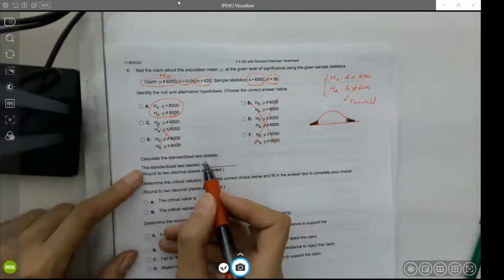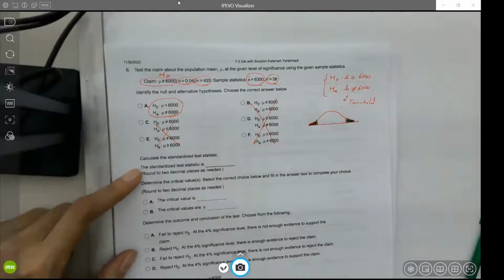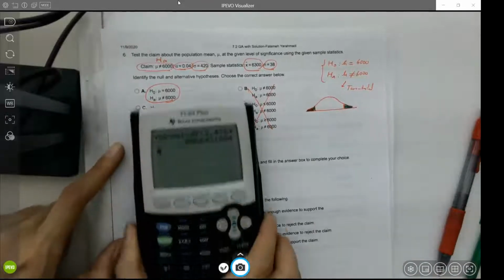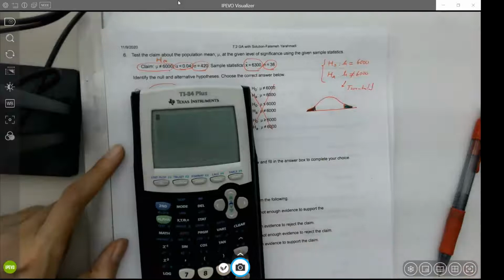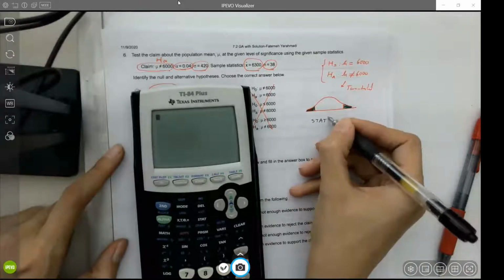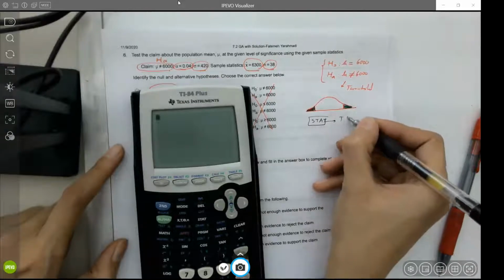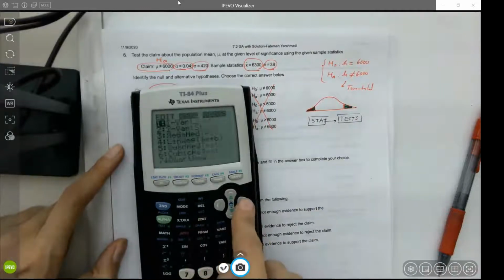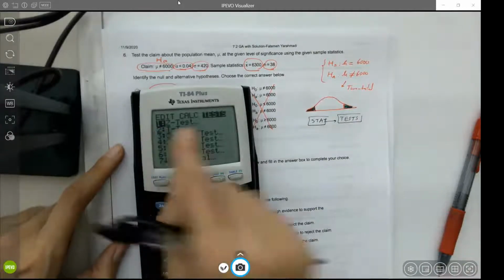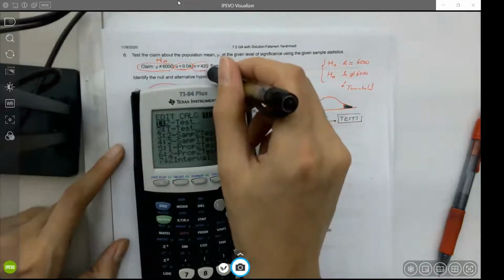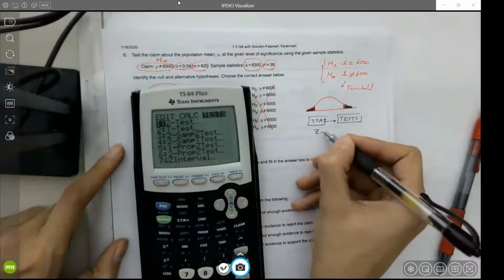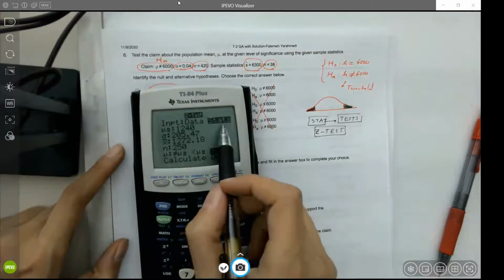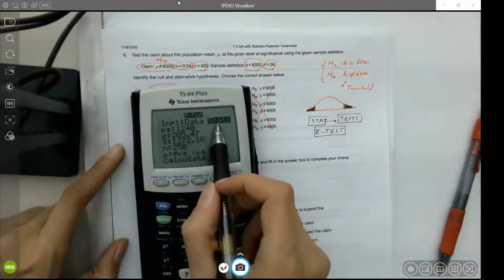Well, calculate the standardized test statistic and the rest of them. So let us use our calculator. We just learned how to use our calculator. So what we're going to do, we're going to go to STAT, then we're going to go to TESTS, and since sigma is given, we are using Z-Test. Enter. We are using stats. We don't have the actual data. We're just using stats itself.